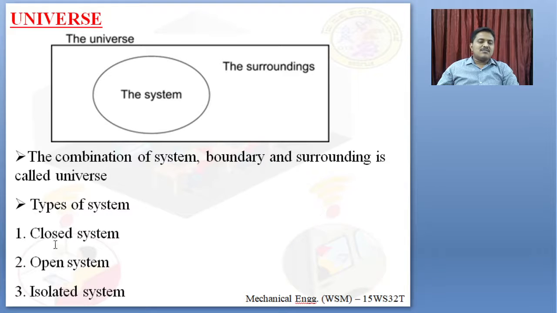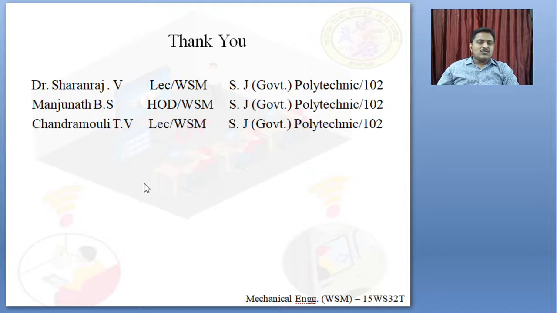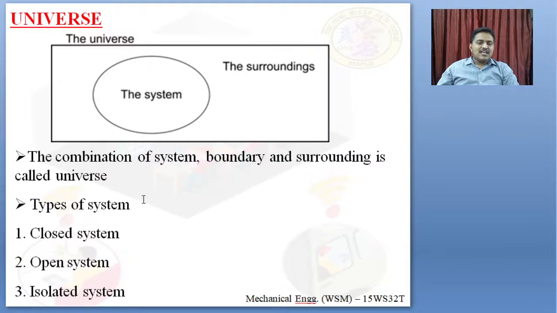Types of system: there are three types. One is the closed system, one is the open system, and another is the isolated system. Depending upon the mass, heat and work transfer across the boundaries, we classify systems into these three types: closed system, open system and isolated system.